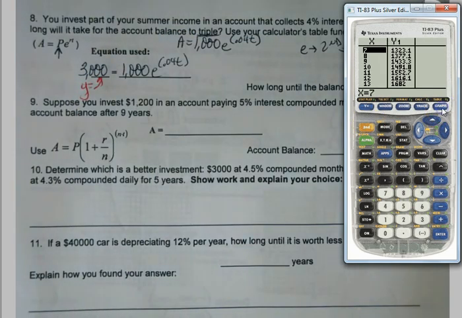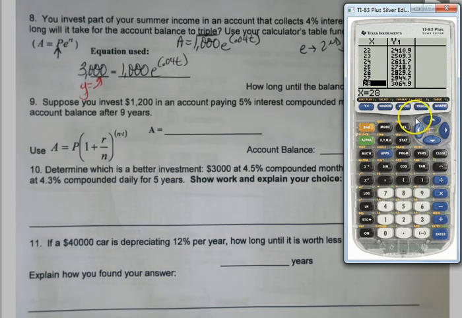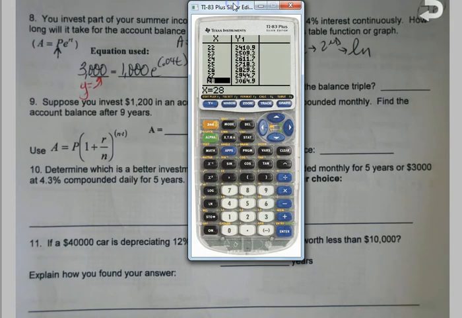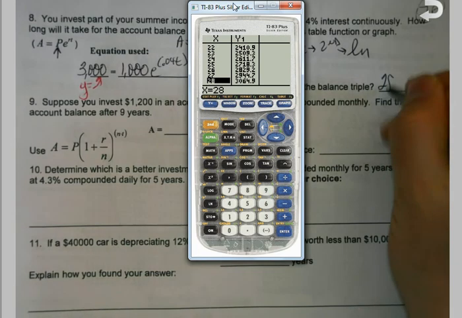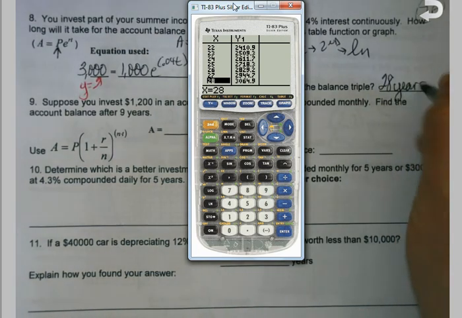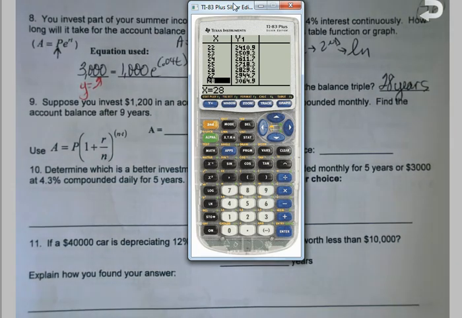So we'll get the graph up, and we're going to start scrolling down here on the table till there we go, until something over 3,000 shows up. And once it does, well, basically we're set and ready to go. That's a long time to wait for that extra $2,000. 28 years. Need to find a better interest rate.